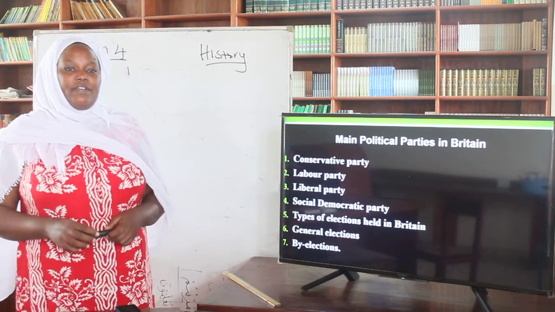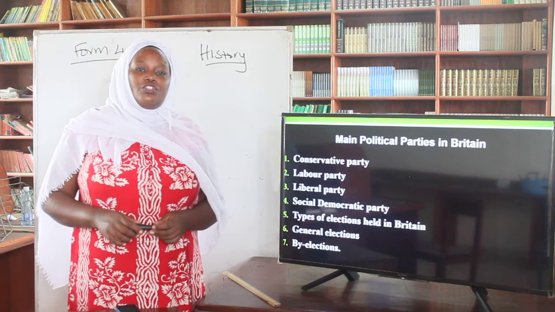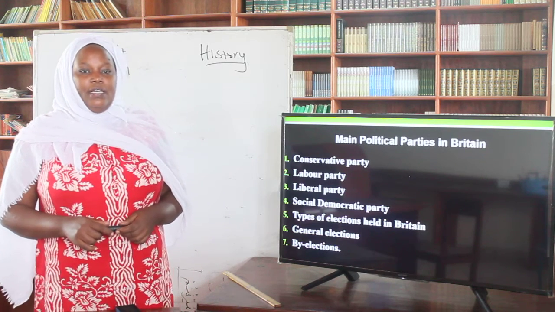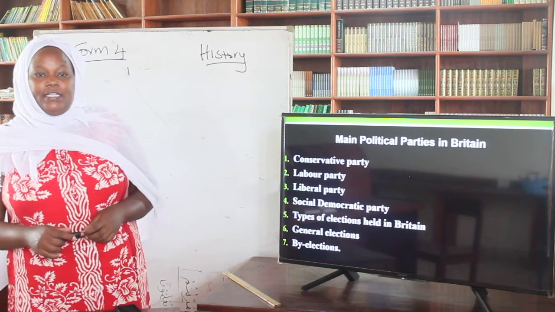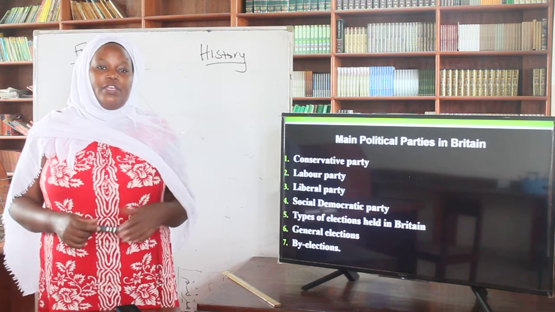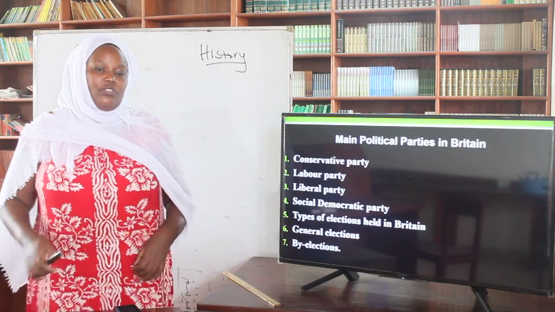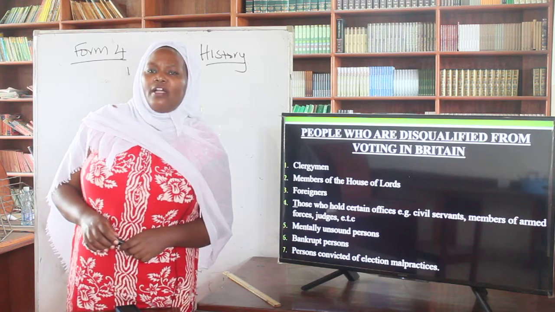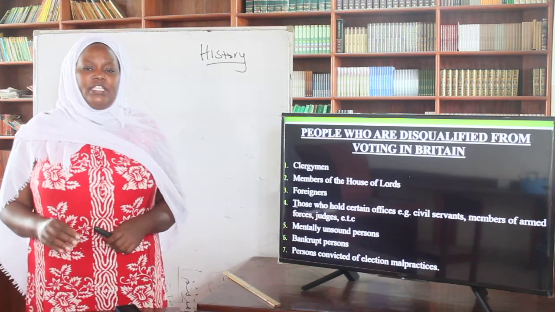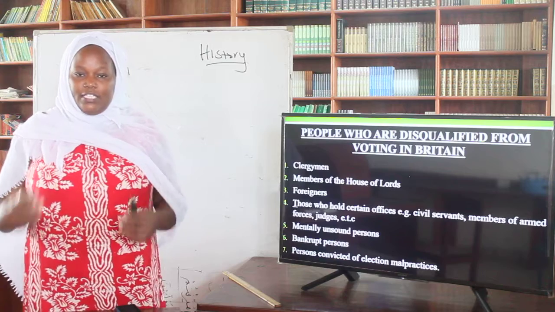They have the Conservative Party, the Labour Party, the Liberal Party, and the Social Democratic Party. Those are the four common parties found in Britain. They also have two types of elections, just like here in Kenya: the general elections and the by-elections. So, people who are disqualified from voting in Britain, we said we start by voter registration.